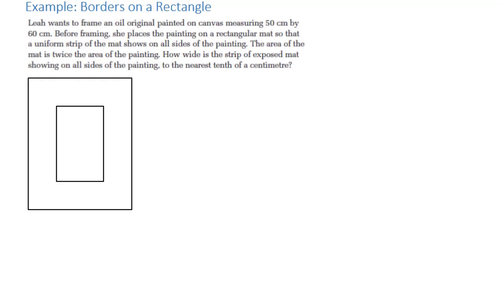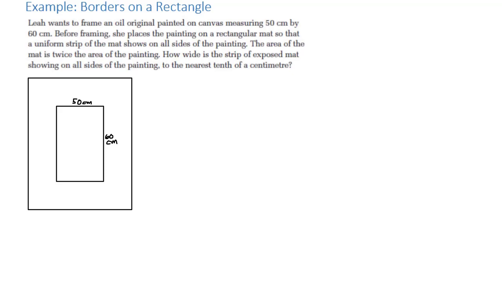And in this case, she's got a painting, right? And it says her painting is 50 centimeters by 60 centimeters. So I know this is not super accurate, but we'll just put the 50 here and we'll put the 60 over here. Okay, there's the painting. So she wants to put a border around it, right?